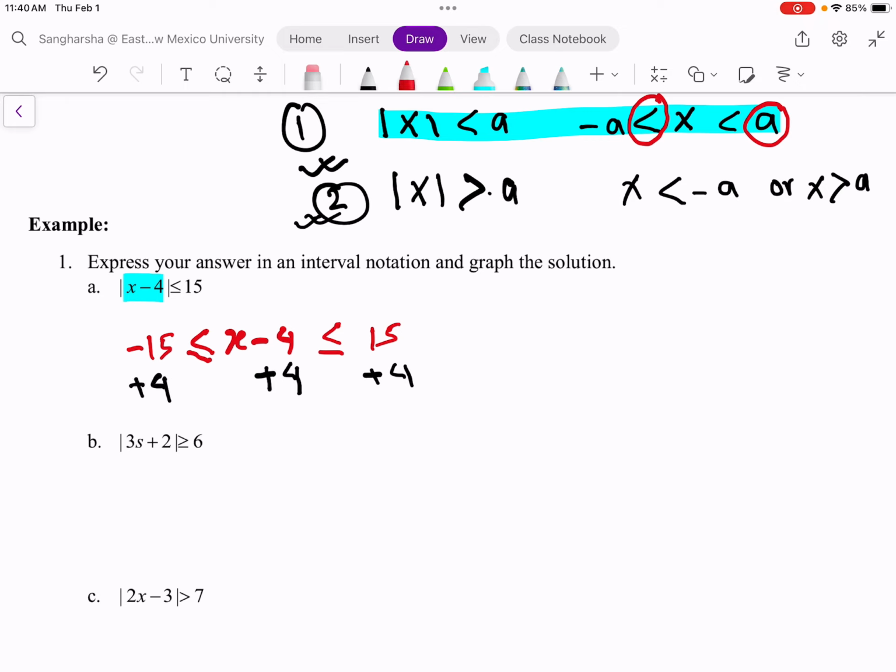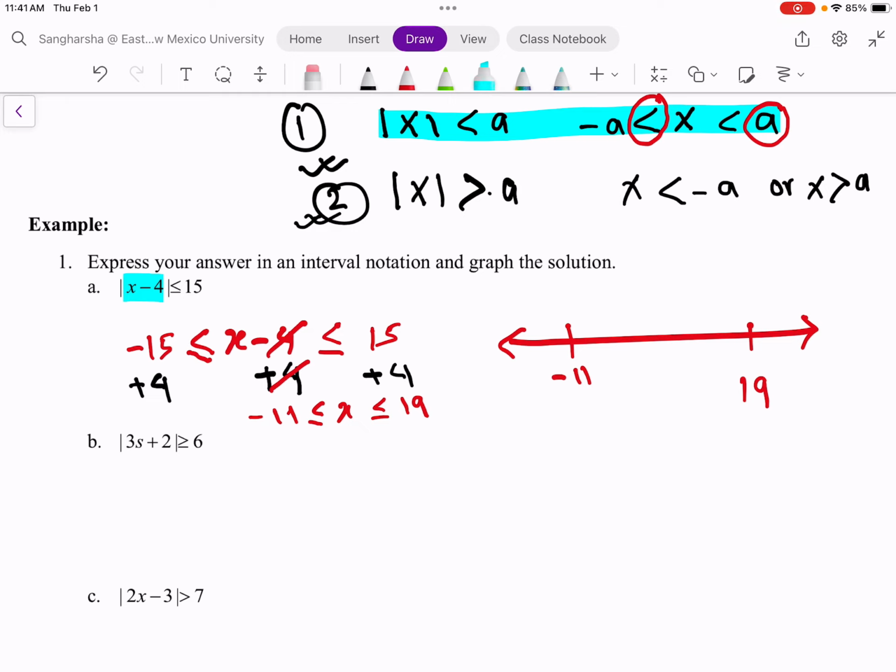So negative 15 plus 4 is negative 11. Negative 4 plus 4 is 0. So we have x greater than or equals to negative 11 and less than or equals to 15 plus 4, that is 19. Now you have a number line. So you have negative 11 here, 19 here. Solving means always making your x alone. If you have x by itself, then you have the solution.